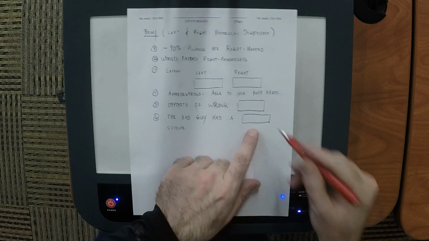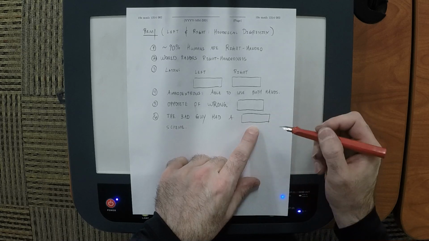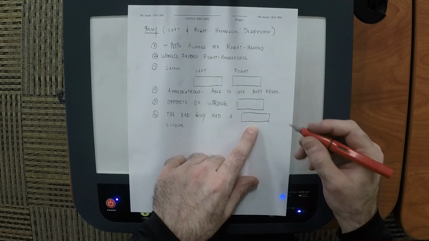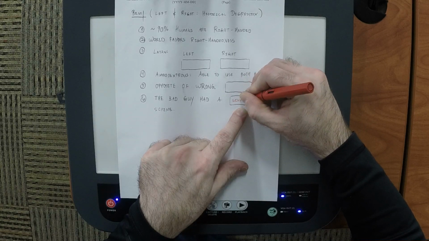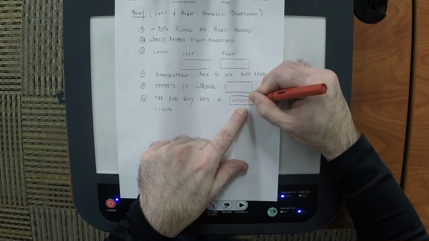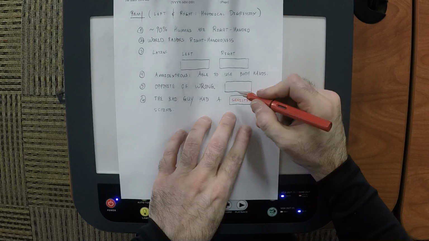So there's plenty of ways you could fill this one in. You could just say bad again. The bad guy had a bad scheme, but that's kind of a clumsy sentence. So I'm going to write, the bad guy had a sinister scheme. That's a good word. It means bad. Sinister. Ooh. What's the opposite of wrong?